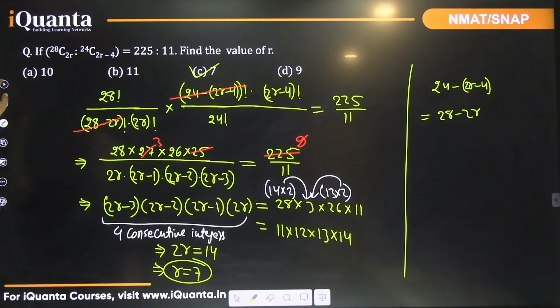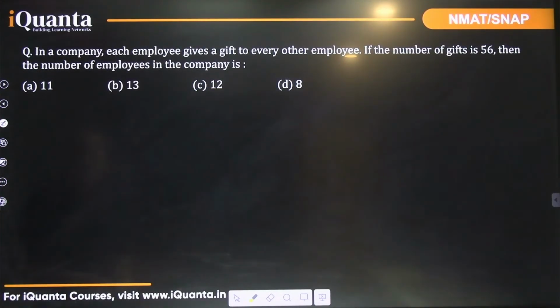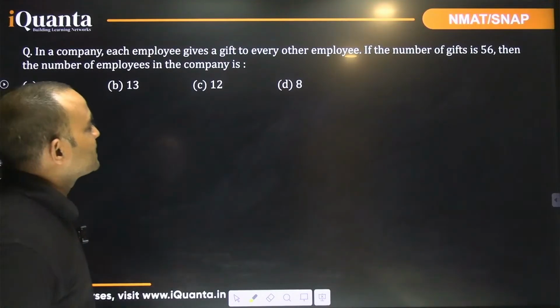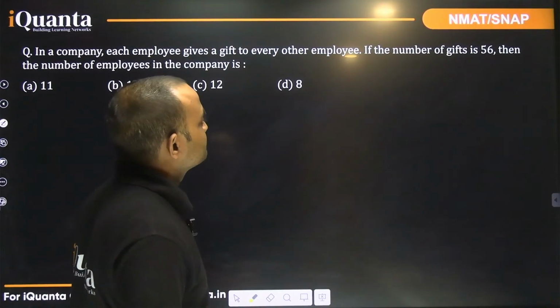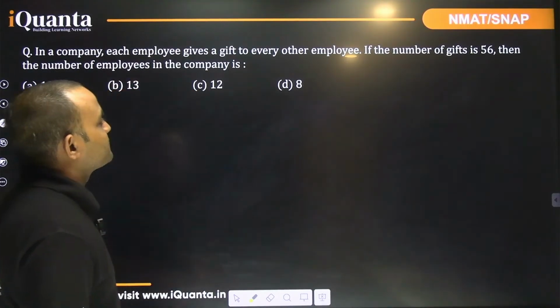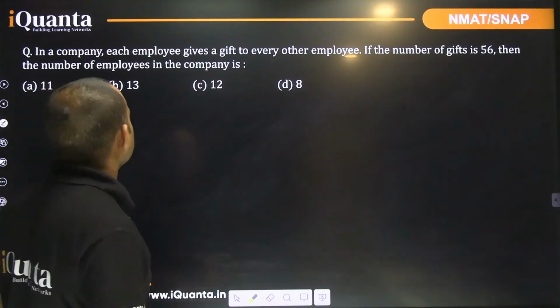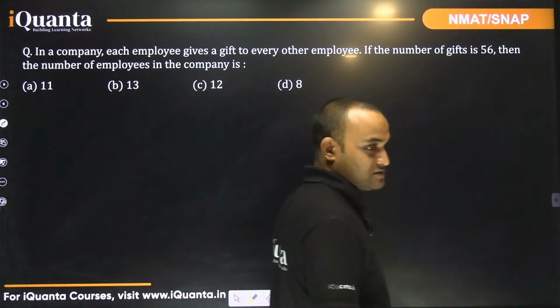Okay, let's try the next question. In a company, each employee gives a gift to every other employee. If the number of gifts is 56, then the number of employees in the company is.